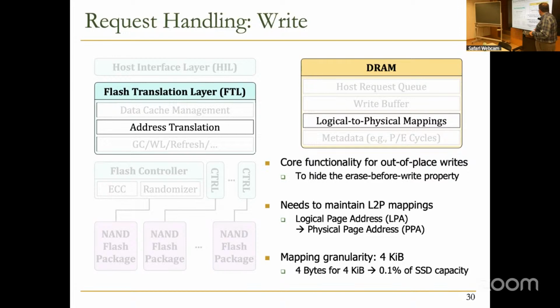And mapping granularity is usually 4 kilobytes. So essentially, you need to store 4 bytes for each 4 kilobyte page. And that brings us to this 0.1% of SSD capacity. So usually, people realize that the size of this DRAM is around 0.1% of SSD capacity. So if your SSD capacity is 1 terabyte, you have about 1 gigabyte of DRAM, essentially. And most of it is actually used only for storing the logical to physical mapping.